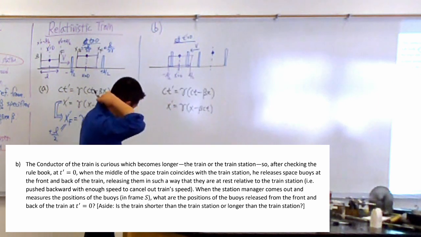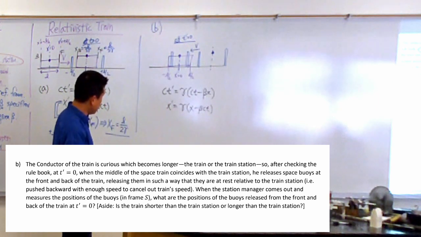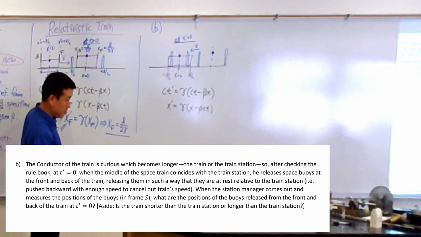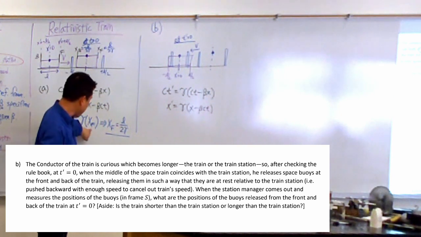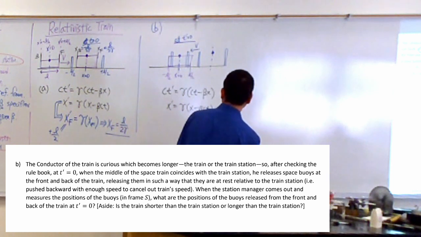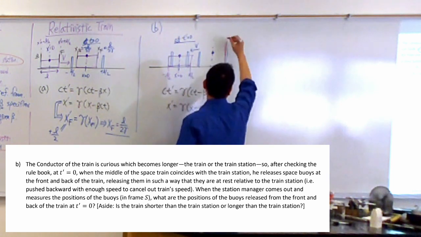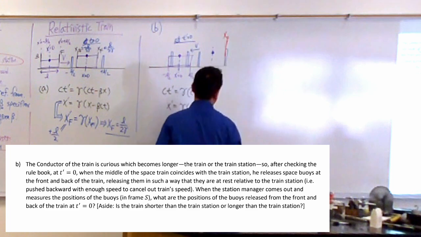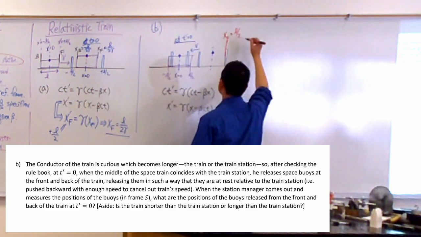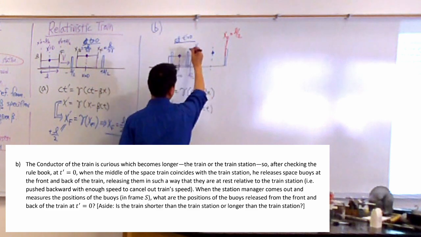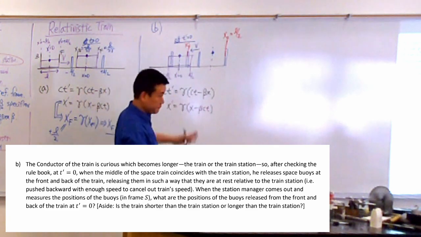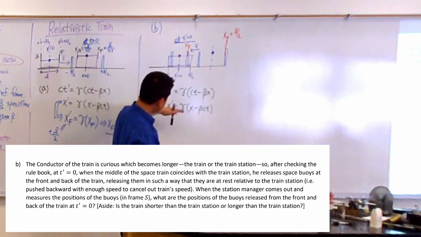Now the difference here is, before we knew what the value of x prime was, and we were trying to find x. But this time it's different. So for example, if we are dealing with the front, x front, then we know what the value of this is. That is L over 2. And this xf prime is the unknown. So you look at these two.